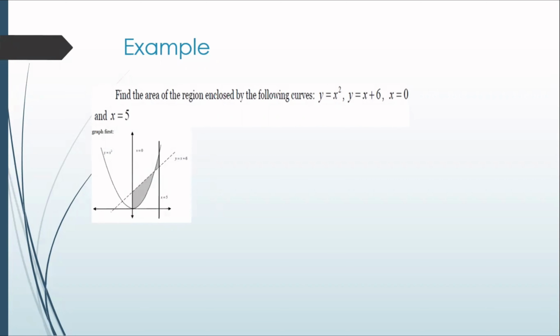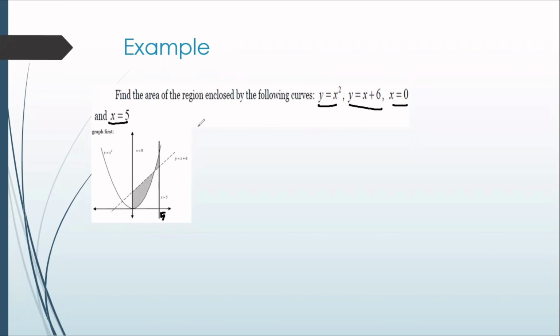So find the area of the region enclosed by the following curves: y equal to x squared and y equal to x plus 6 and x equal to 0. Let's discuss this one. So y equal to x squared is the quadratic equation. Y equal to x plus 6 is this one. X equal to 0 is this one. X equal to 5 is this one.